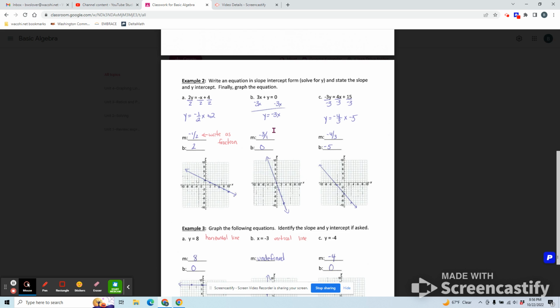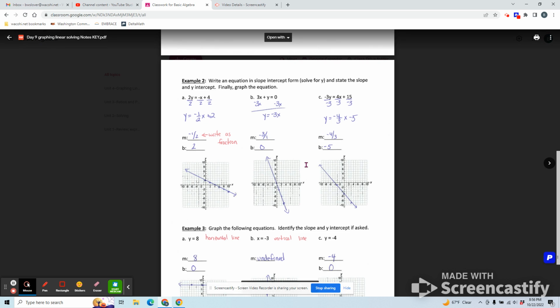It's rise over run. So because it's negative, I'm going down. Because it's positive in the denominator, I go right. Similar for A and C.